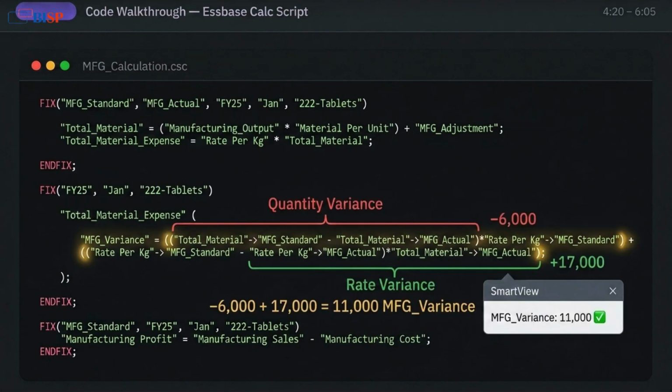Next, we move to the variance calculation section. Fix, no scenario specified, runs across all three. Member block on total material expense scopes variance to that account. Part 1, quantity variance: standard total material minus actual total material times standard rate. Part 2, rate variance: standard rate minus actual rate times actual total material. We add both the parts to get the variance, that is minus 6,000 plus 17,000 equals 11,000.